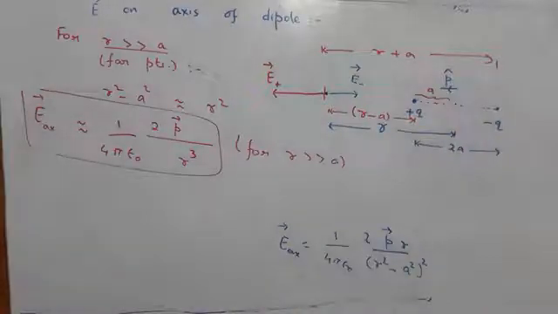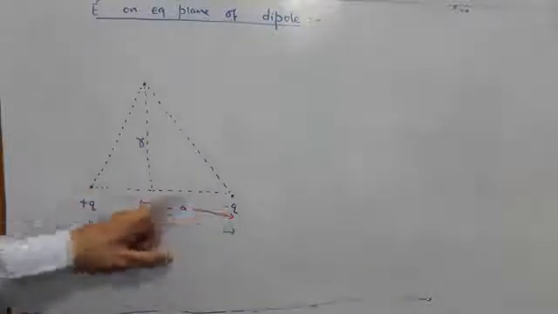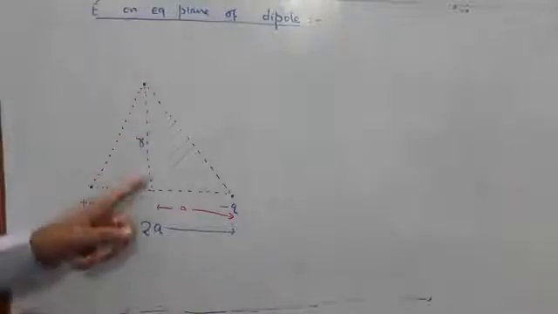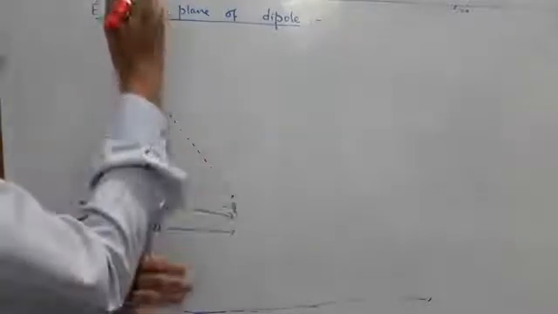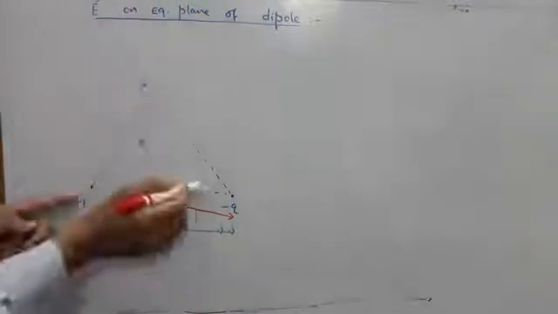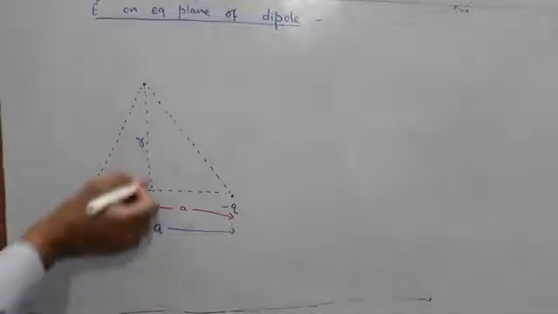One more case we shall discuss on the equatorial line or perpendicular bisector of the dipole. Let's see. You can see here there is a dipole minus q plus q, separation 2a. This is the perpendicular bisector. So this is a line, and that line you can turn in this plane. All these lines will be perpendicular bisectors of this. That plane will be called the equatorial plane. On that plane we have chosen one point. At that point we wish to find the electric field. So this is the perpendicular bisector.